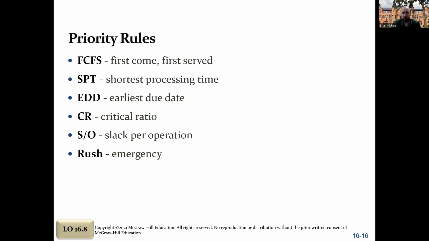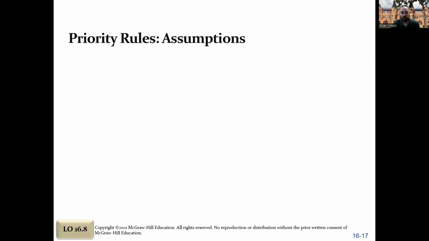So it doesn't have to be something so critical as a gunshot wound to have a rush job as far as priority goes. And this rush emergency is usually in place along with one of these other priority rules. So you've established one of these as your MO, and then rush would just be jumping ahead of all that.